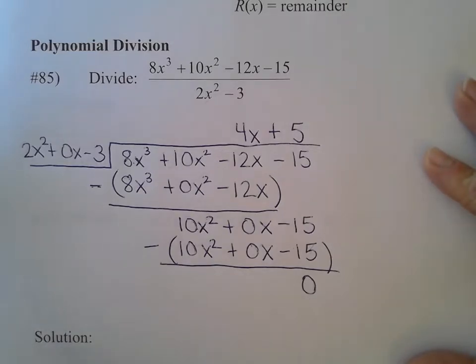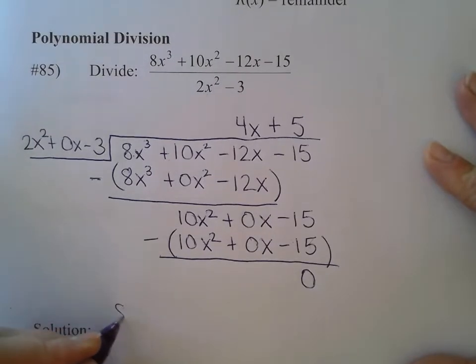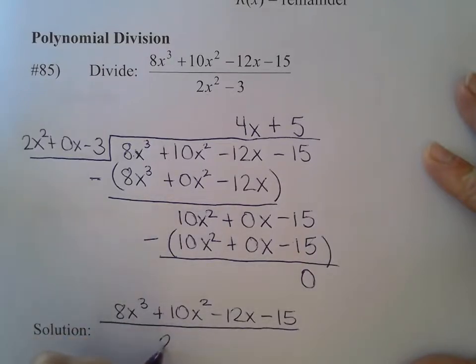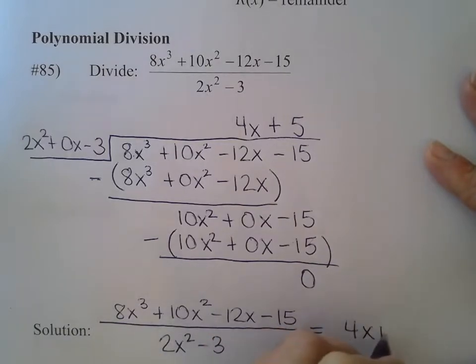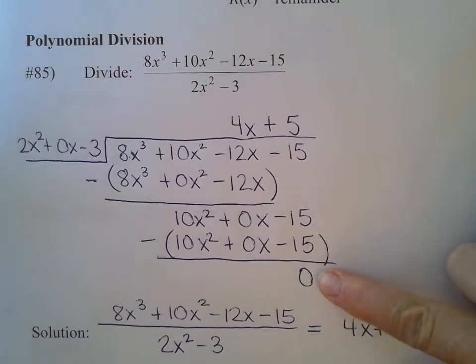Okay, so if you wanted to write it using the division algorithm, we'll write it like this. 8x cubed plus 10x squared minus 12x minus 15 divided by 2x squared minus 3 equals 4x plus 5. If we had a remainder, let's say we subtracted here and got 5, we would add 5 over 2x squared minus 3. This time we don't.